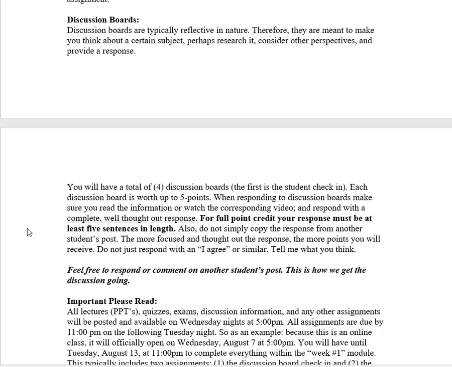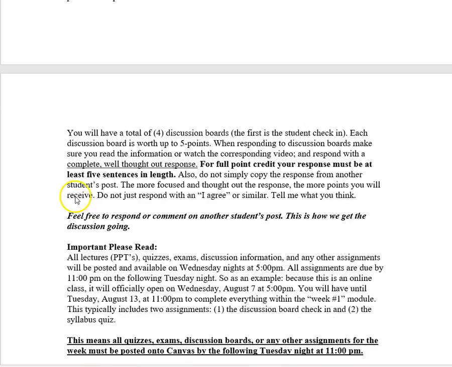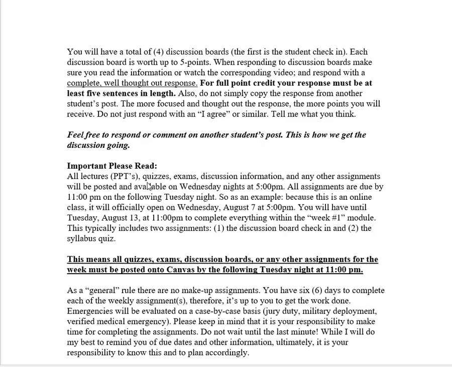So the discussion boards, as I said earlier, are reflective in nature, and they're meant to make you think about something, research it, consider perspectives, and then give a response. Now, you're going to have a total of 4 discussion boards. The first is the check-in, and each one of these is a graded assignment. It's worth up to 5 points, including your check-in.